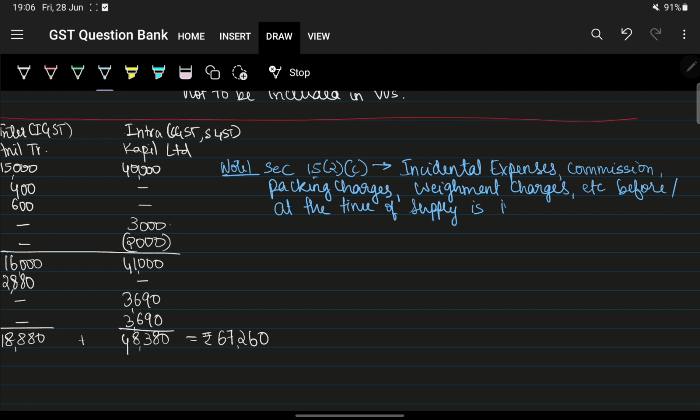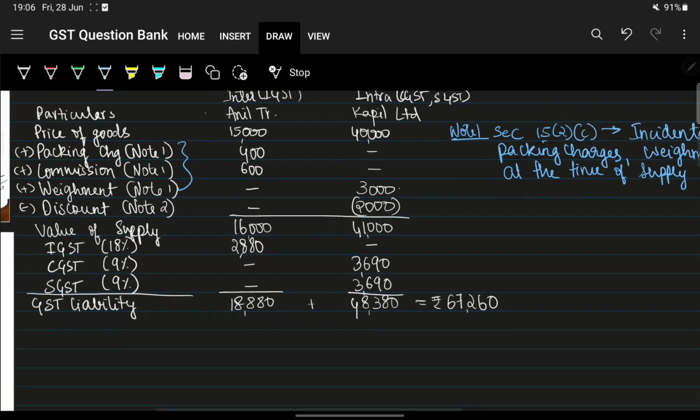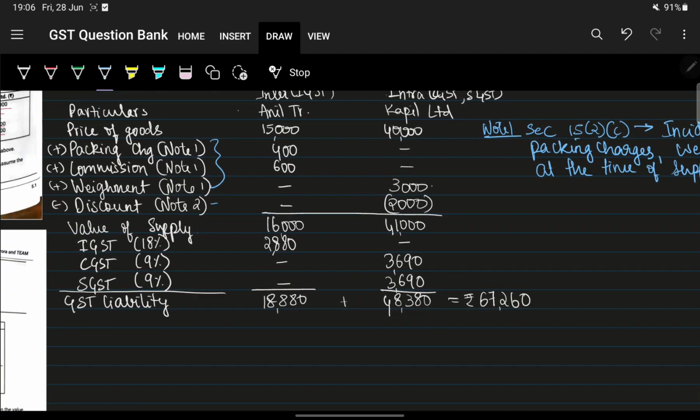Is includable in the value of supply. Okay, is that clear? I think that should be clear. Okay, next, note 2 for the discount.